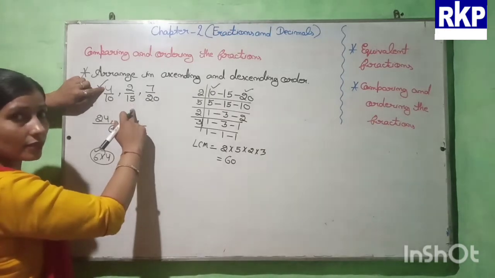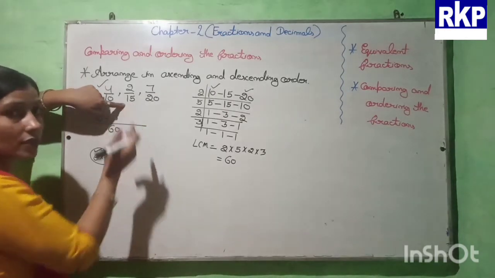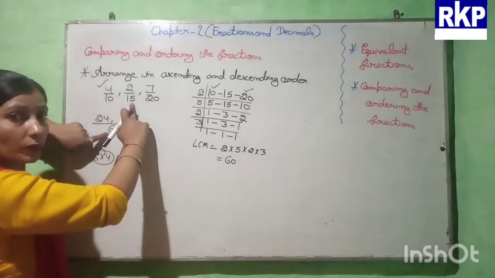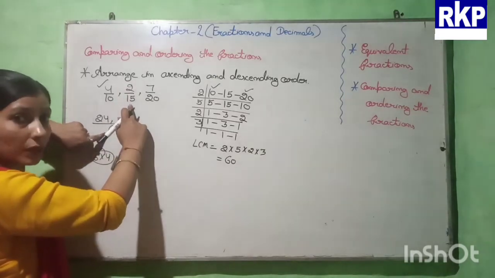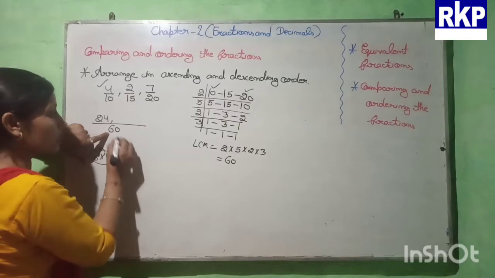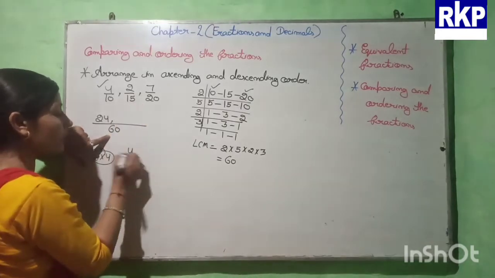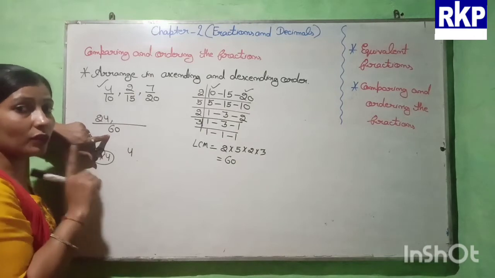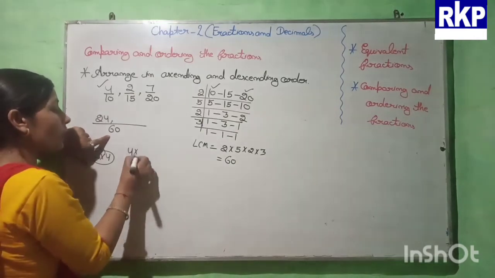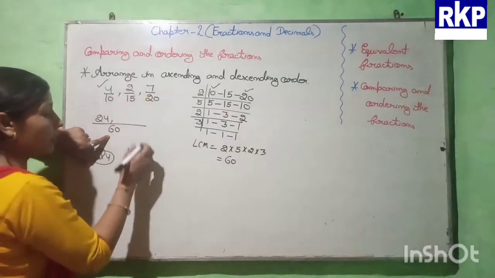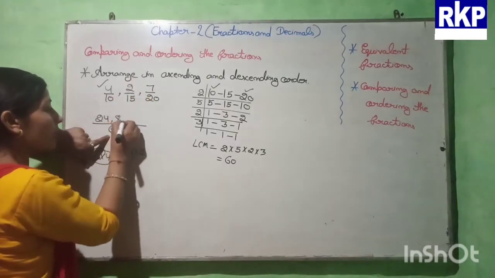Now let us see this. So here also we have to use the same rule. We have to divide this 60 by the denominator of this fraction, and here 15 is given. So we have to divide 60 by 15. So we will get 4 because 15 4s are 60. Now we have to multiply this 4 with the numerator. So 4 2s are 8.